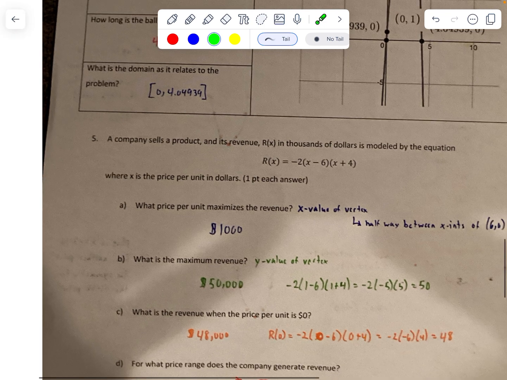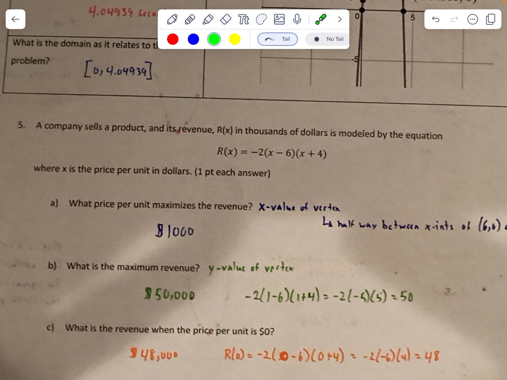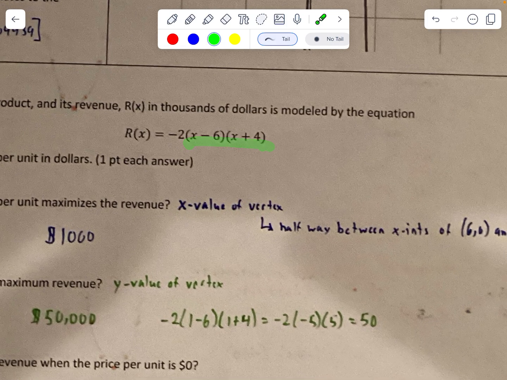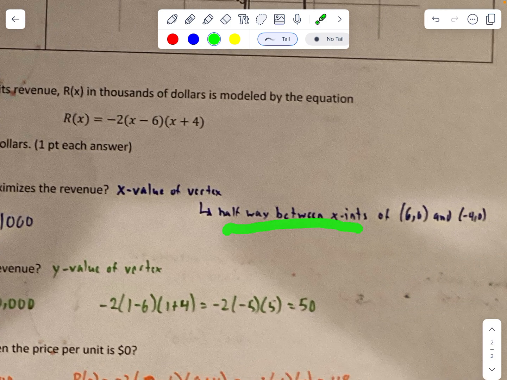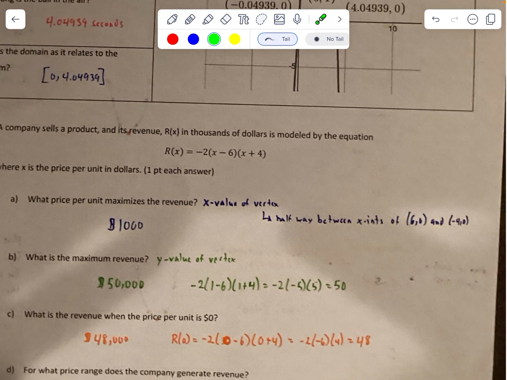Okay, so this says, what price per unit maximizes the revenue? Well, if you're trying to find a maximum, that means you're trying to find the x value of the vertex. The actual maximum is the y value of the vertex. This is the price that maximizes it, and x is the price. So we just want the x value of the vertex. Since this is in intercept form, or factored form, we know that the x value of the vertex is halfway between the x-intercepts. Our x-intercepts, we get 6 from here, because that makes this 0, and we get negative 4 from here, because that makes that 0. Halfway in between 6 and negative 4 is 1.